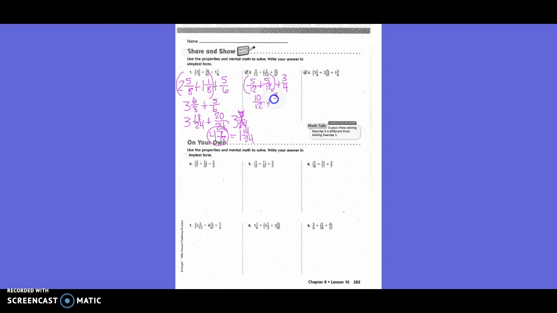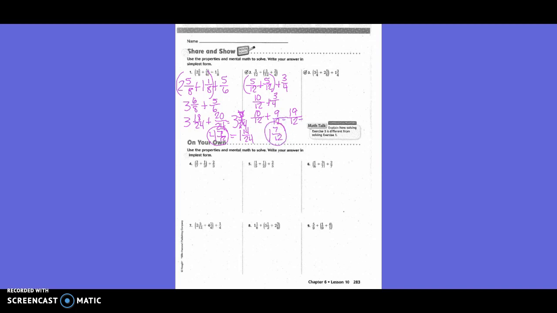Plus 3 fourths. What's going to be my new denominator? 12. So I don't need to change 10 twelfths, plus new denominator 12. How did I get from 4 to 12? Times 3. So what I do on the bottom, I have to do on the top. So 3 times 3 is 9. So 10 twelfths plus 9 twelfths is 19 twelfths, which also equals 1 and 7 twelfths.